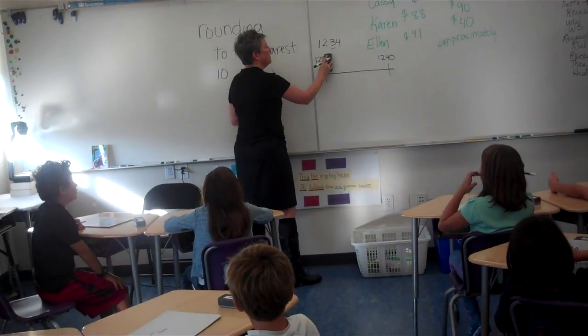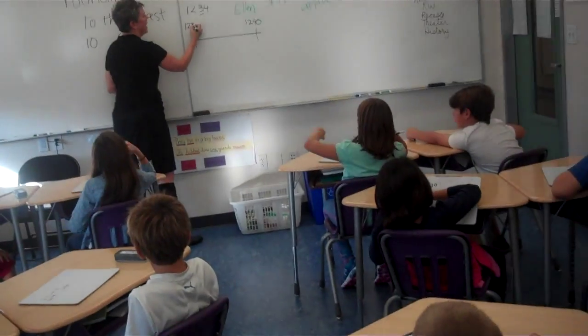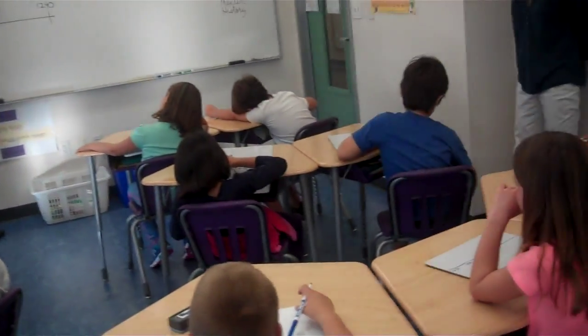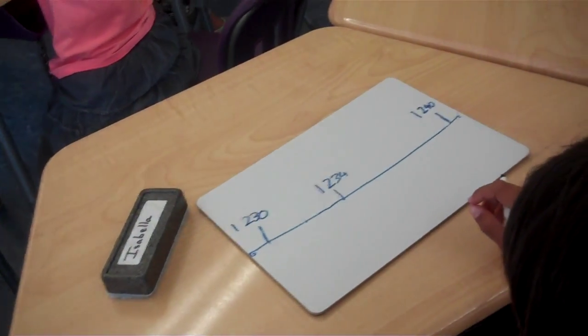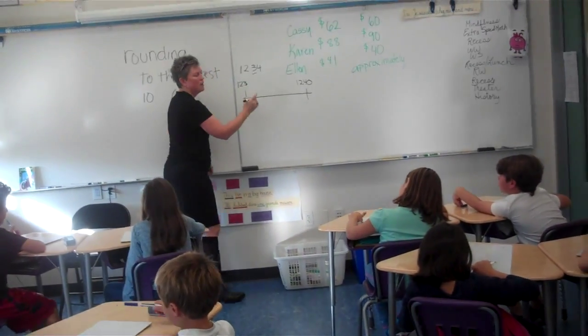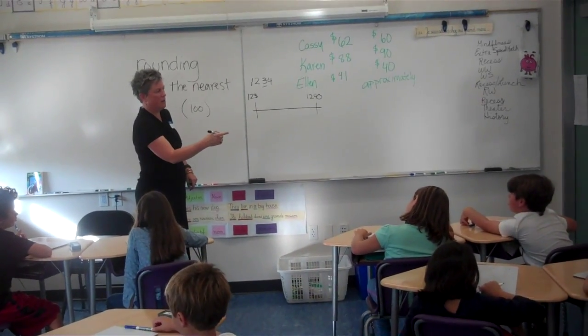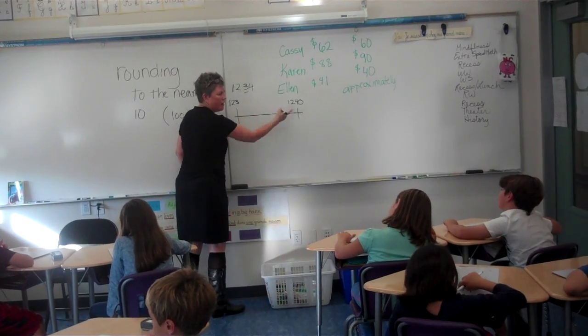So this doesn't work. We want the nearest 10. And our nearest 10 underneath is 30. And our nearest 10 up above is 40, it's 10 more than 1,230. So now, here's our question. Where does it go on the number line?